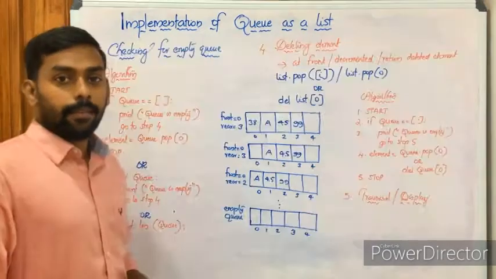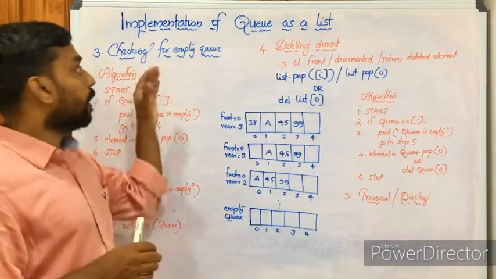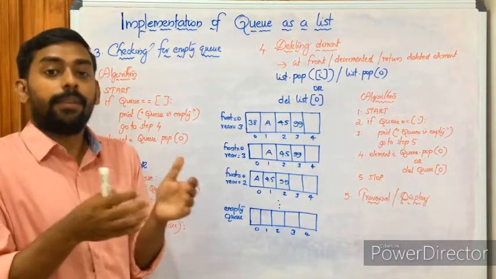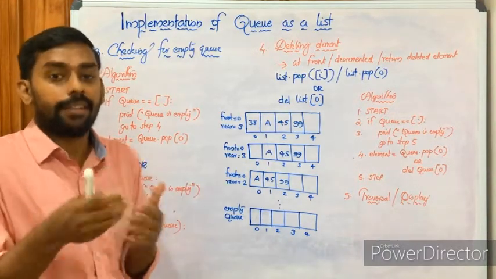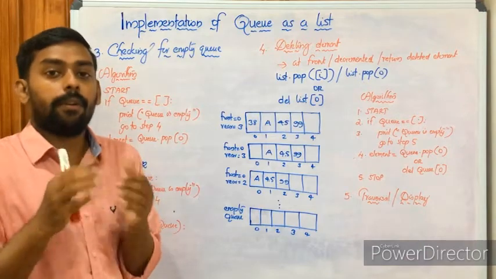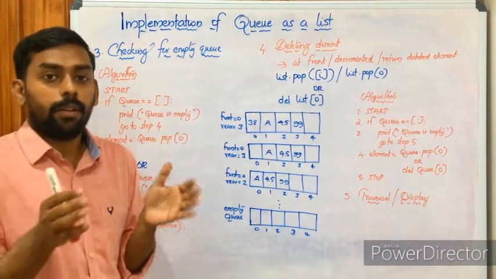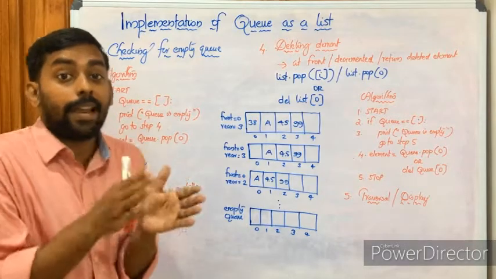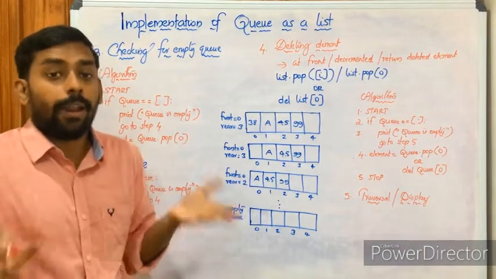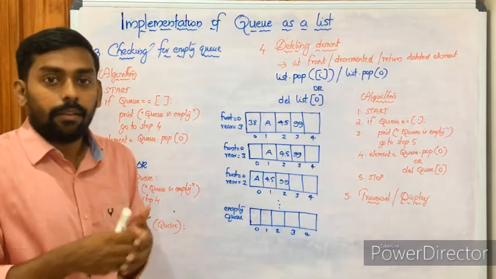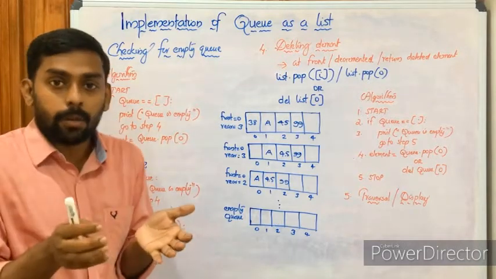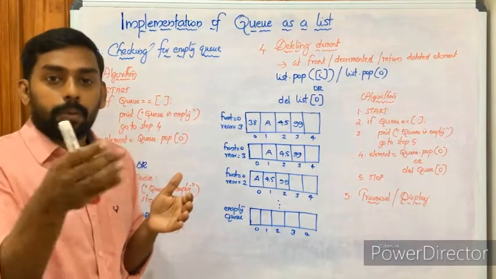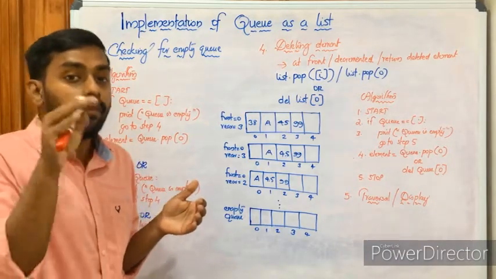Our next operation is checking for an empty queue. We check for an empty queue at the time of deletion or at the time of printing the queue. When we perform a deletion operation or pop operation, we have to check whether the queue is empty or not, whether there is an element or not. If there is no element, we don't have to proceed, right? And at the time of displaying also, if the queue is empty, we don't have to proceed further. That's the use of checking for an empty queue.